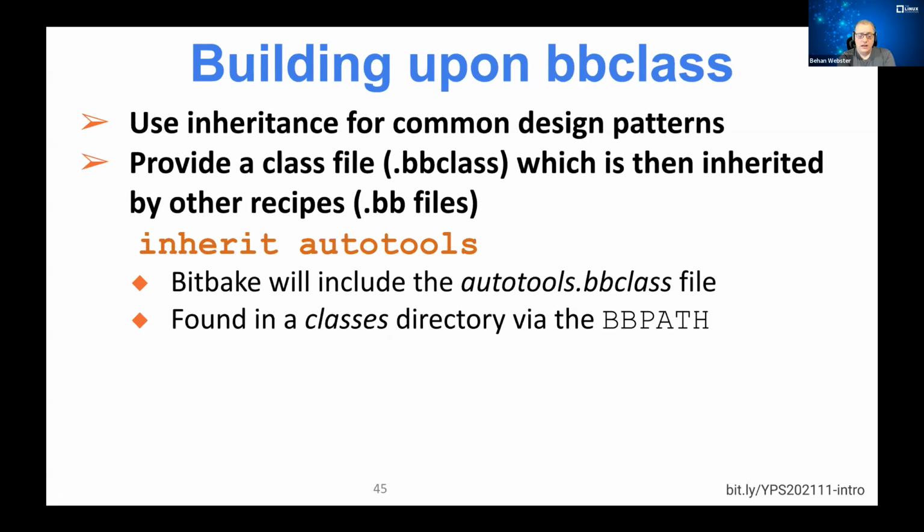As far as building upon BB classes are concerned, again, inheritance as much as possible. Whenever you're building the same sort of recipes over and over and over again, if they can be generalized into a class, you can, of course, add that as a BB class to your layer. And it means that other things can then inherit from it. So again, if you see the same design pattern repeatedly, building a BB class is a really good way of doing things. The BBPATH will point to each one of the layers. Under each layer, there's a classes directory. You just put it into the classes directory and it will be found by the inherit.